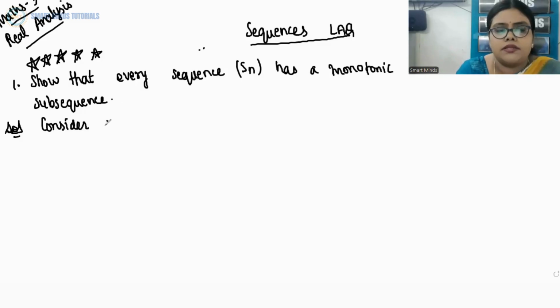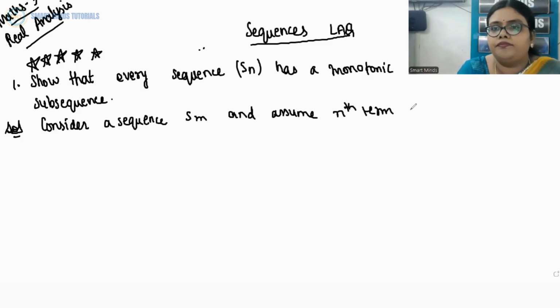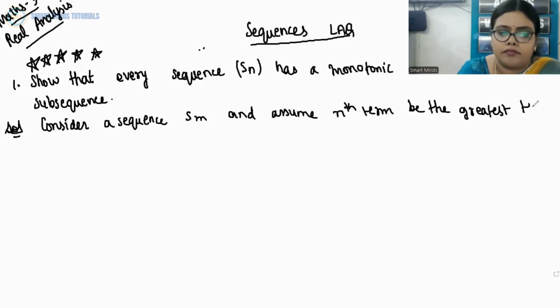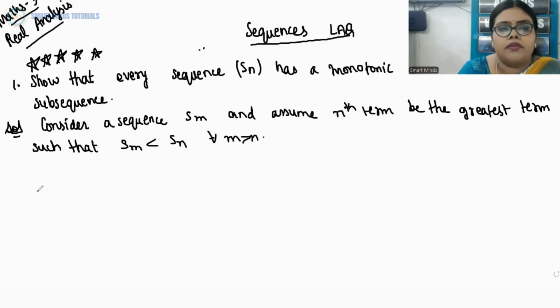Consider a sequence Sm and assume the nth term be the greatest term, such that Sm is less than Sn for all m greater than n. Now we consider a subsequence. We denote that subsequence with Snk.